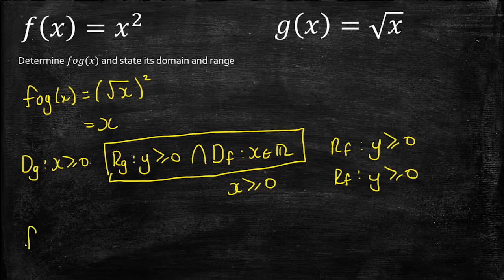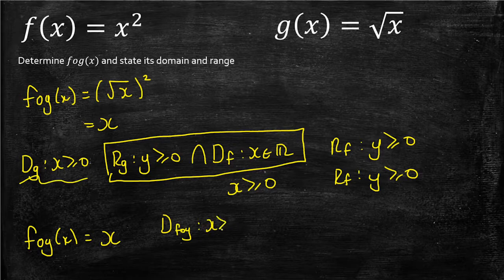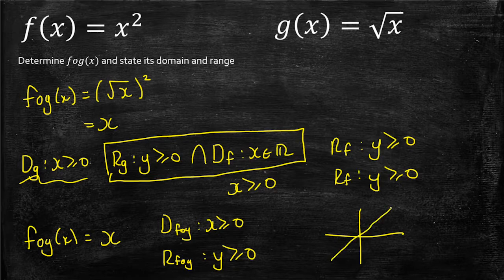So what do we have? We have f of g of x equals x. The domain of f of g is whatever we have on the left there. So x is going to be greater than or equal to 0. And the range of f of g is going to be y is greater than or equal to 0. As you can see, normally we would expect this to be a linear line going through the origin, but we can't accept this part of the line. We can only accept the part of the line that's in the first quadrant. X is greater than 0 and y is greater than 0.